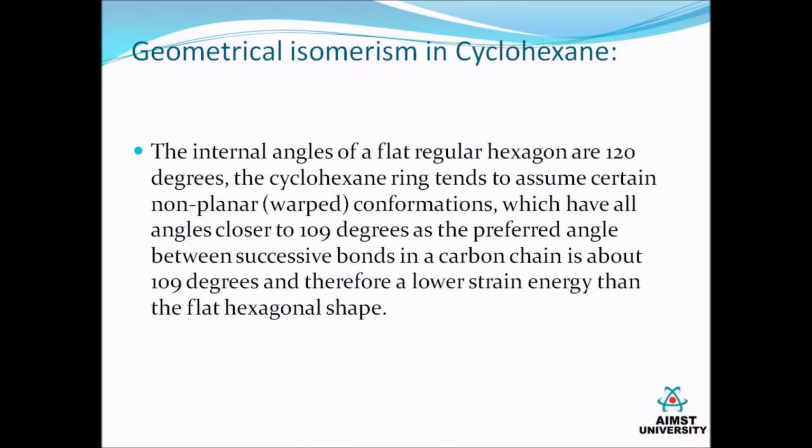Geometrical isomerism in cyclohexane. While maintaining the integrity of chemical bonds, a cyclohexane conformation may be any of several three-dimensional shapes. The internal angles of a flat regular hexagon are 120 degrees. The cyclohexane ring tends to assume certain non-planar conformations, which have all angles closer to 109 degrees, as the preferred angle between successive bonds in a carbon chain is about 109 degrees, and therefore have lower strain energy than the flat hexagonal shape.